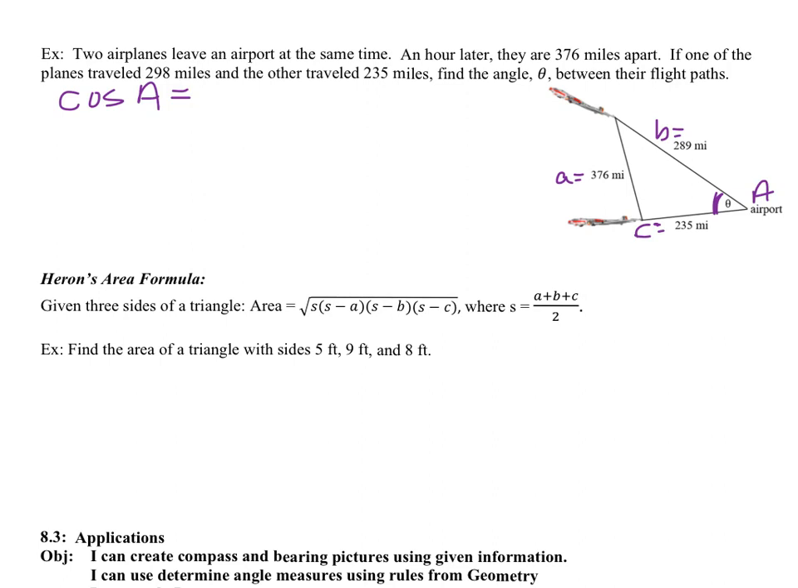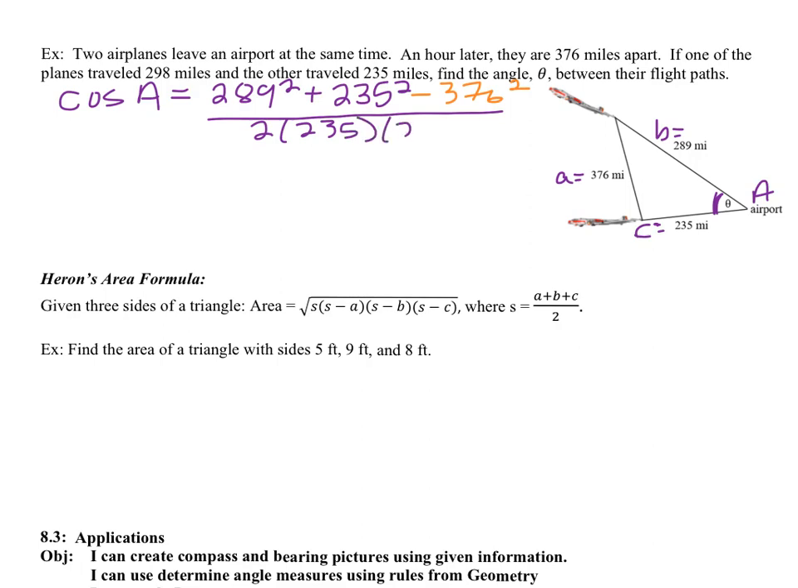we'll say B squared minus C squared. So these are going to be kind of big numbers. 289 squared plus 235 squared. And then we'll subtract out the side length directly across the angle, 376 squared. All over 2 times B times C, so 2 times 235 times 289.